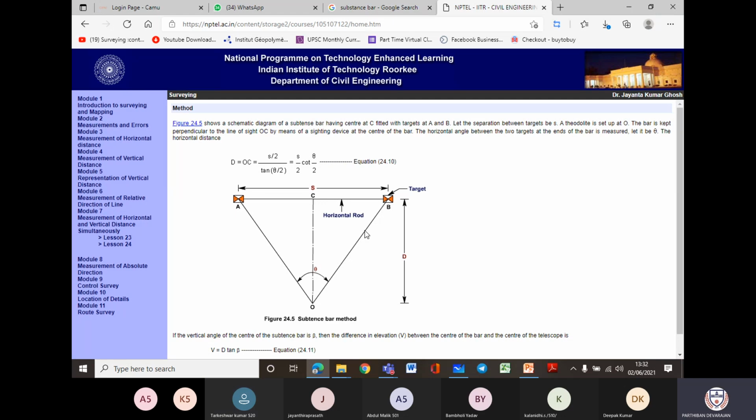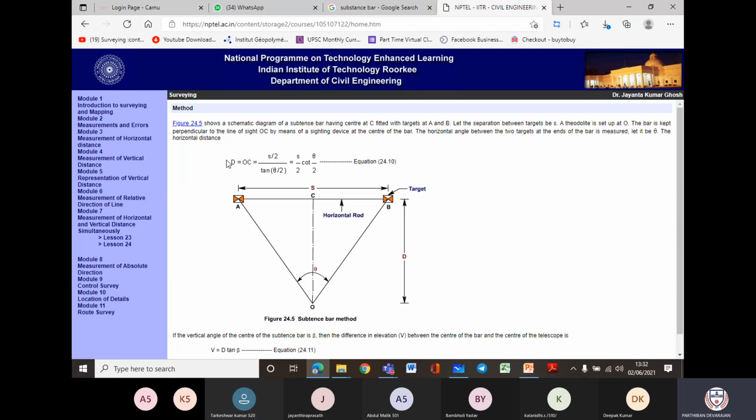Okay, you're getting one angle. Say it is a 70 degree or 60 degree or 75 degree, like that example I told you. That angle you take as theta. Using this theta value and the S value, you can find out the value of D.